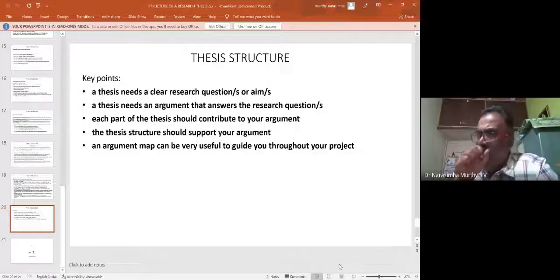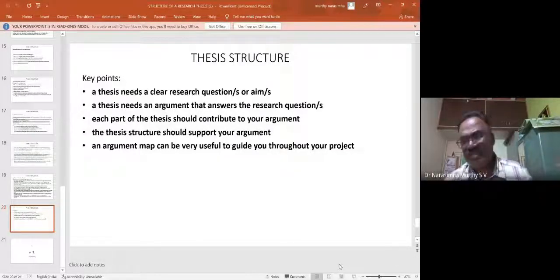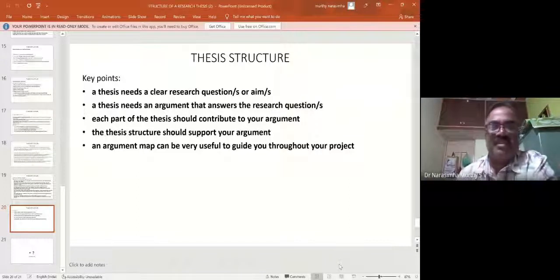And remember, in answering these questions, it takes an argument. And you have to support that argument. And when I say support, you need secondary sources. And this structure also should support your argument. And remember, an argument map, so that means you can map that, can be very useful to guide you throughout your research project.